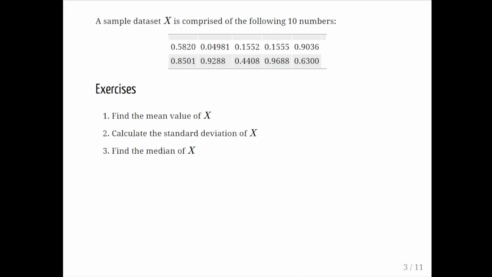A sample data set X is comprised of the following 10 numbers there, 0.582 all the way down to 0.6300. So the exercise is: find the mean value of X, calculate the standard deviation of X, and find the median of X. So it's very short and sweet.